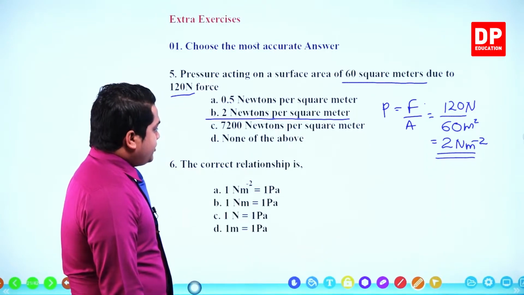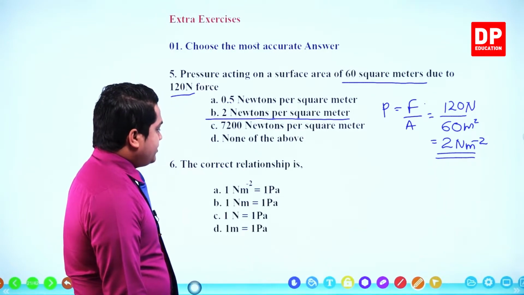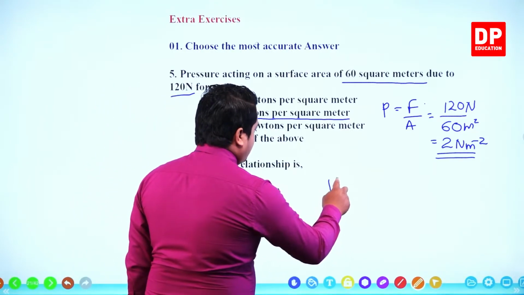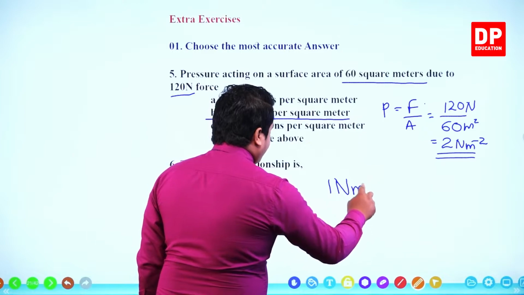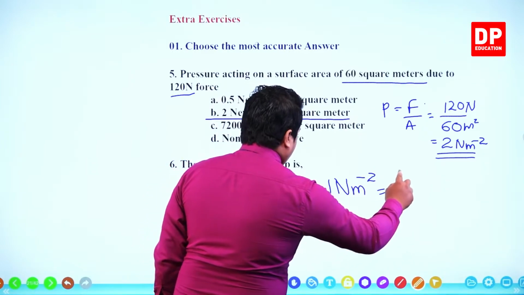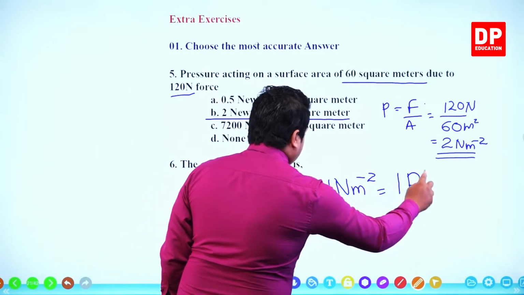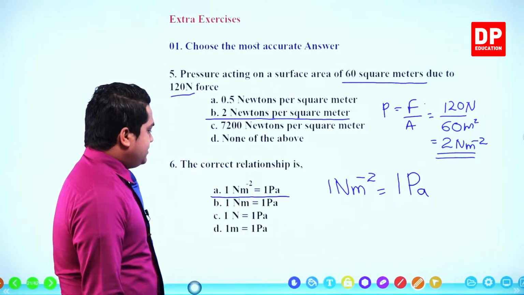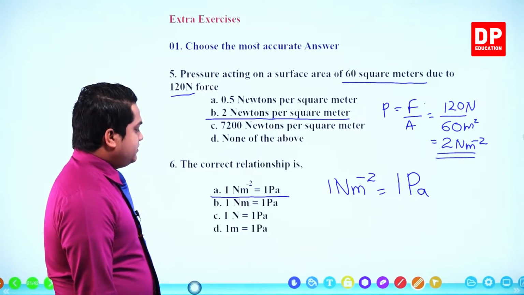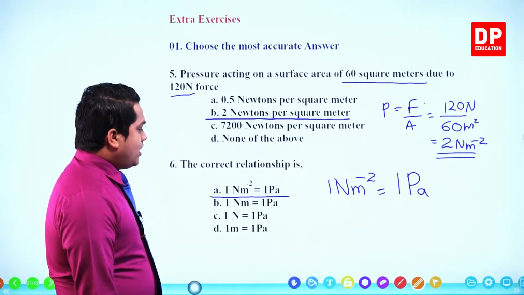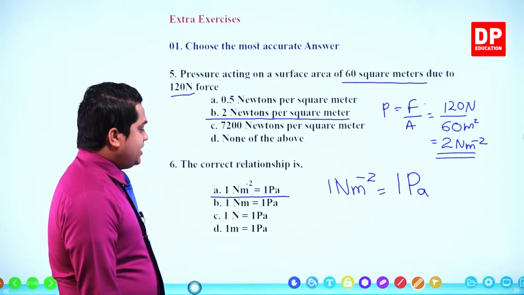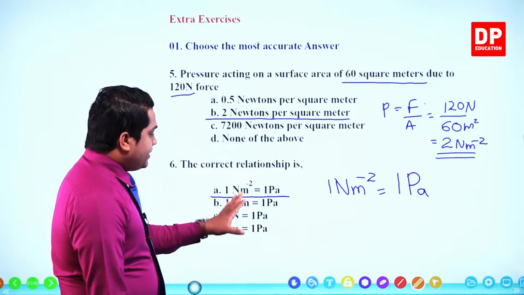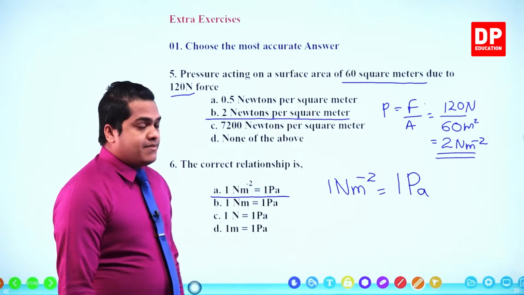The correct relationship is really simple in here. 1 newton per square meter is equal to exactly 1 pascal. So that is given in the first answer itself, right? 1 Newton per square meter, not Newton meter or not Newton, right? Newton per square meter, N m^-2.